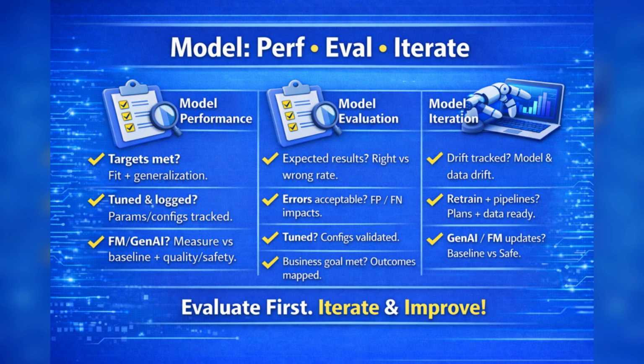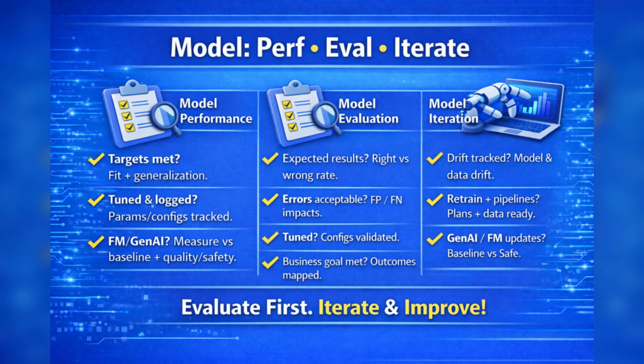When it comes to model iteration, you need to keep the model performing always. This is the goal. How are you going to measure the drift? When you say drift, there are two types of drift, model drift and data drift. How are you going to measure the model drift? How are you going to measure the data drift? Model retraining is going to happen. What approach have you taken to retrain the model? What are the training pipelines? What are the data pipelines that you have created for model retraining?